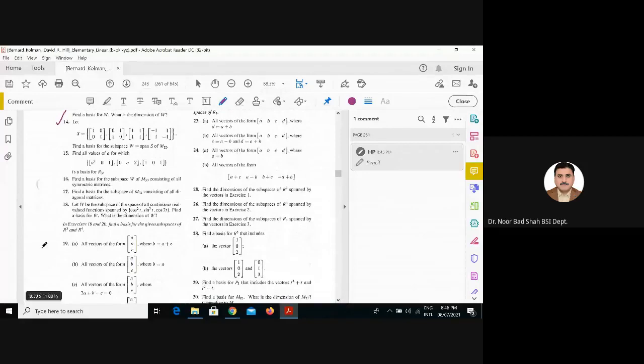And then we go for question 19. We need to find a basis for all subspaces of R3 and R4 of the form given. See, how do we do this? For this one, you simply replace B with A plus C.